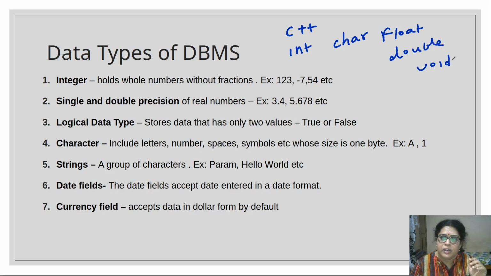So here we are having a few extra data types. For example, your integer, it holds whole numbers without fractions. That means you will have numbers like 1, 2, 3, 5, 7, 8, 82, 4, -7, -57. It can be anything, but it doesn't have a decimal point. Single and double precision, or float or real numbers, will have decimal numbers, for example 3.4, 5.678, or anything up to the exponent. Logical data type has only 2 values, that is true or false, and character will include letters, numbers, symbols, etc. If you remember the char data type, we put it in single quotes like this. So here we call it the character data type.